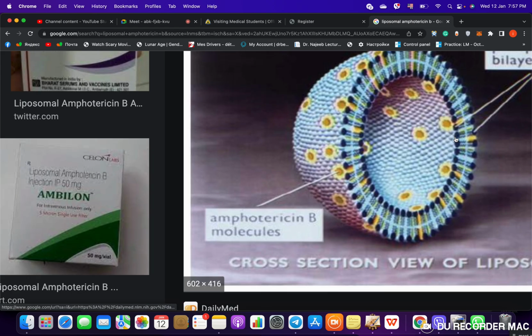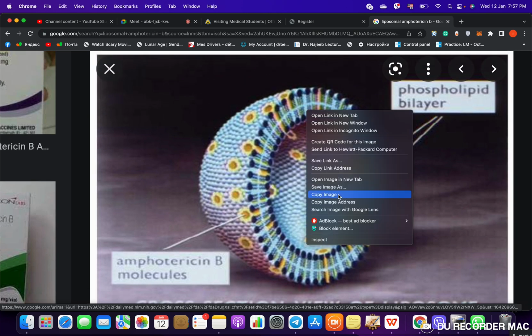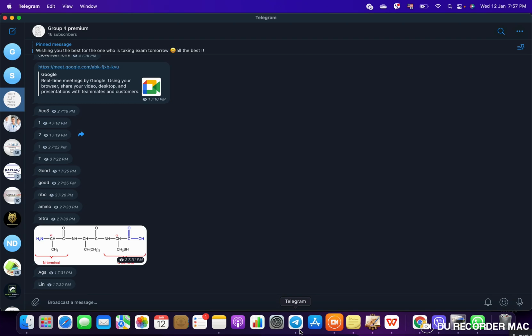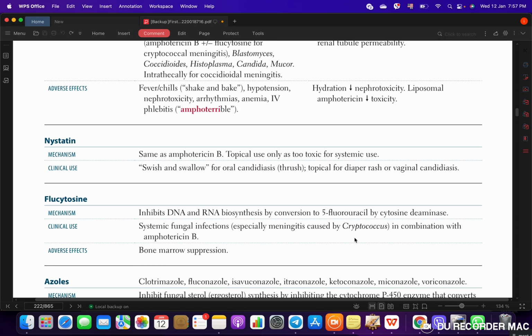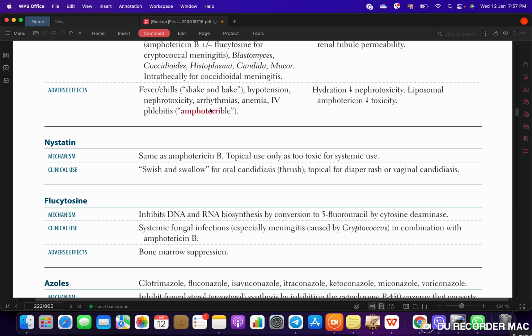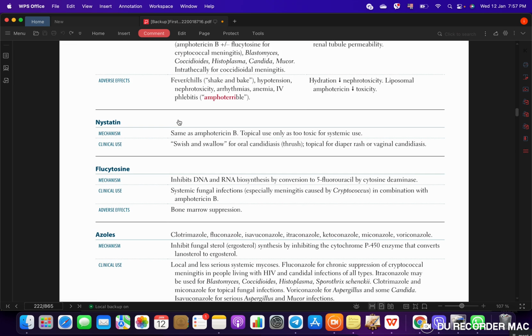Let's take a look at liposomal amphotericin B. Yep, it looks something like this. The amphotericin B molecule will go and bind only to the fungal cells. They call him amphoterrible. Look how many side effects, guys. So we would not like to use him so often.